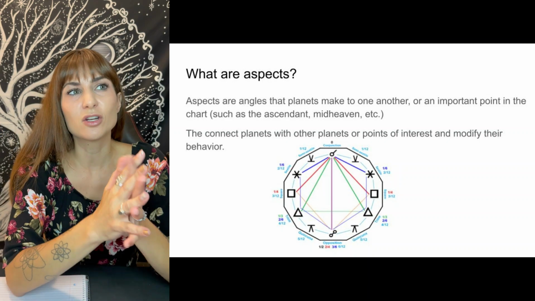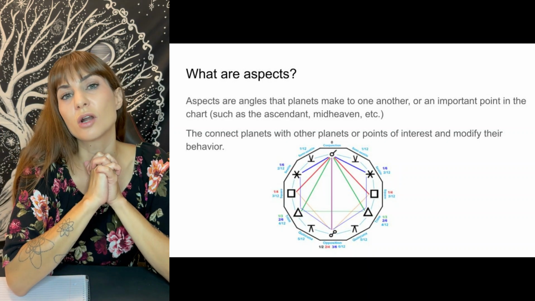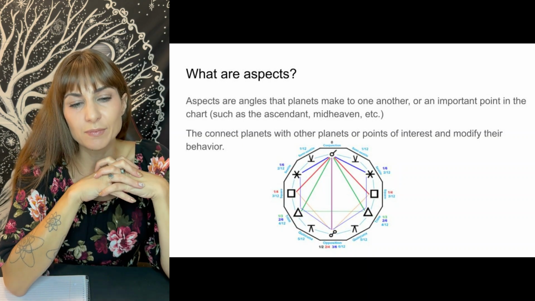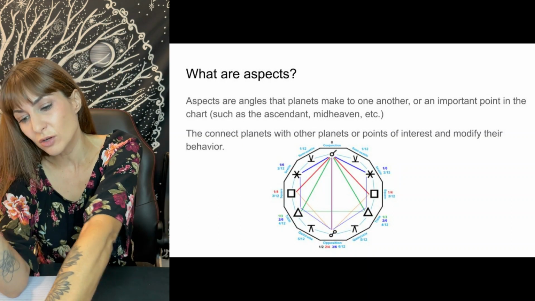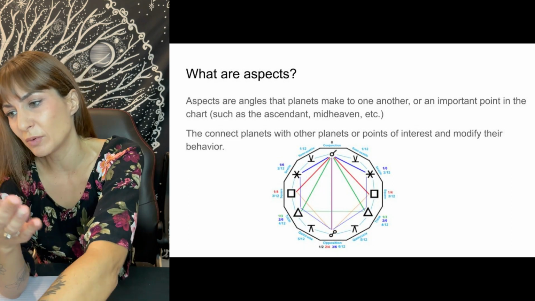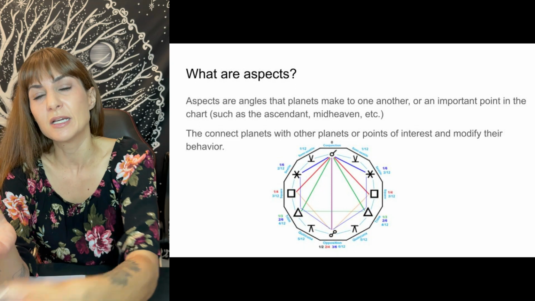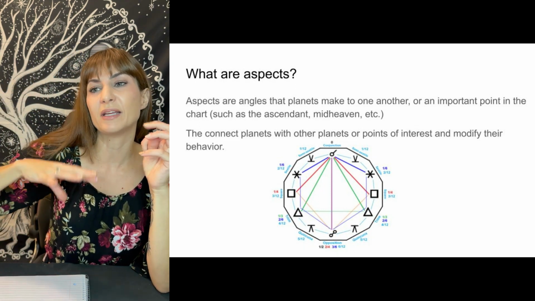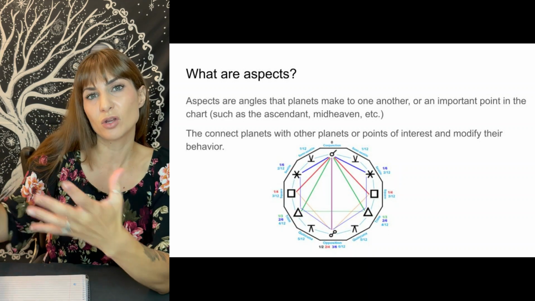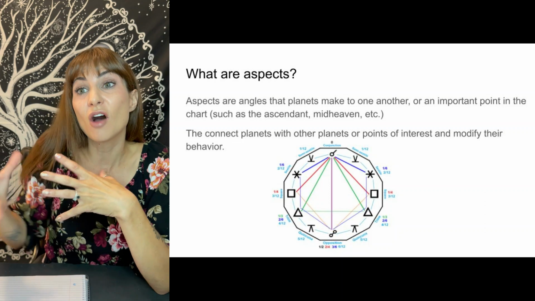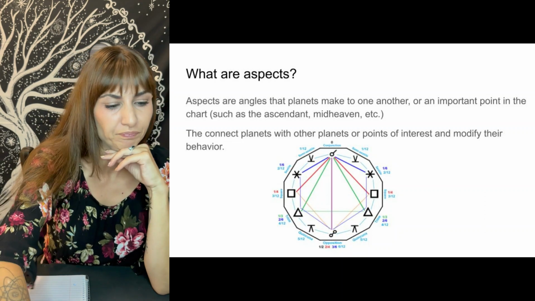But what you need to understand is aspects are really where the chart comes alive. A lot of times people are like, well, I don't resonate with this part of my chart, or I don't resonate with this particular placement. Well, that's because we haven't gotten into how that planet is behaving based on what other planets are talking to it, what other conversations it's having.